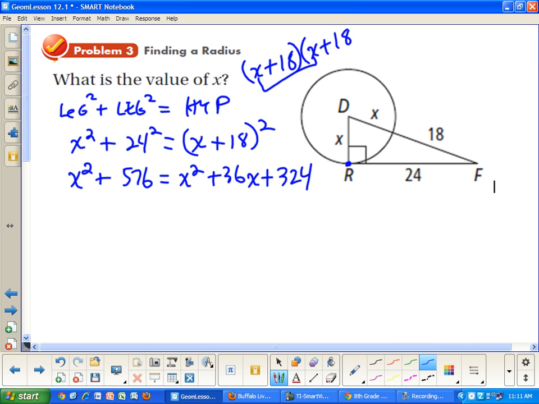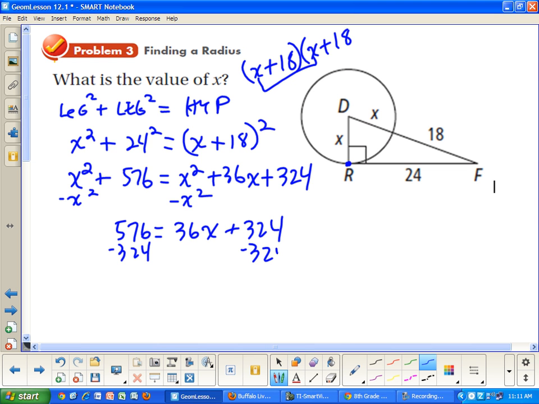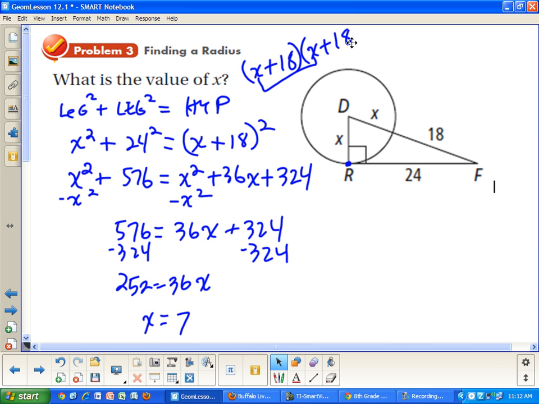All right, and then let's subtract x squared from both sides, and so we now have 576 equals 36x plus 324. Subtract 324 from both sides, and we get 36x equals 252, and divide 252 by 36, and we get x equals 7. I'll let you try that.